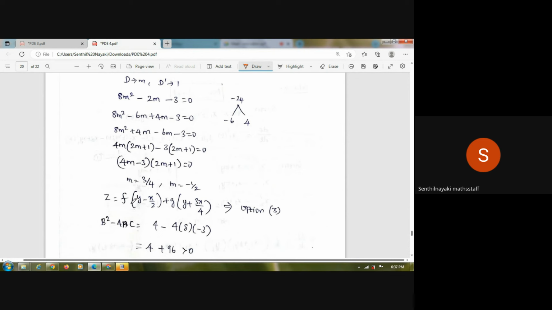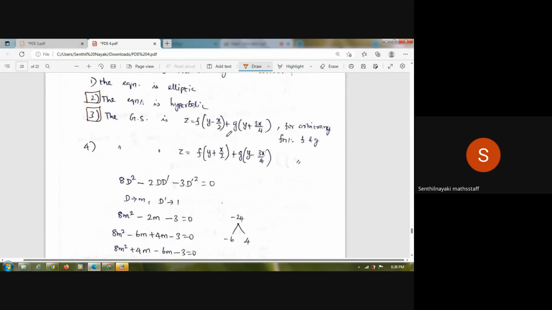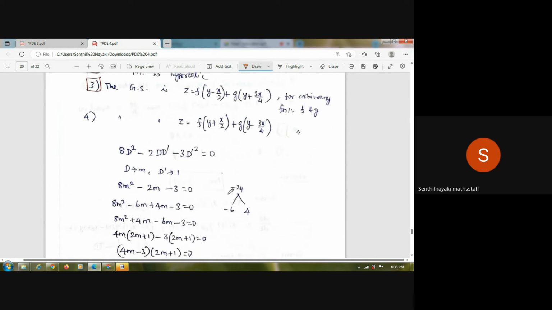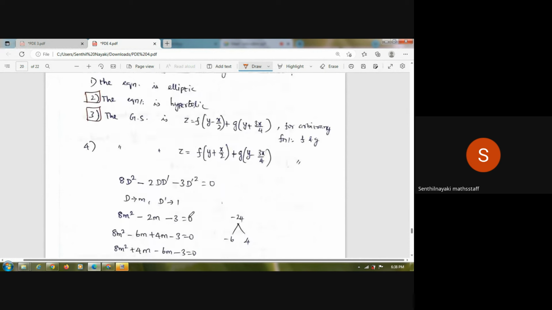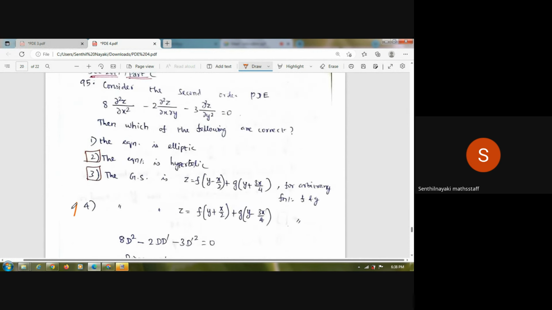Therefore, z is f of (y minus x by 2) plus g of (y plus 3x by 4). So, y minus x by 2, y minus x by 2. So, y plus x by 2, this option is wrong.